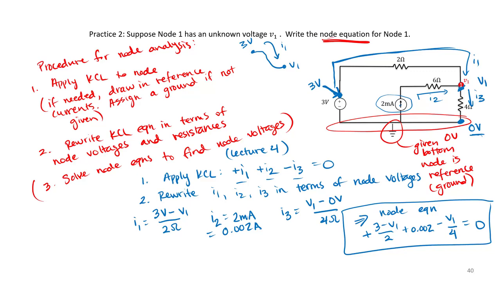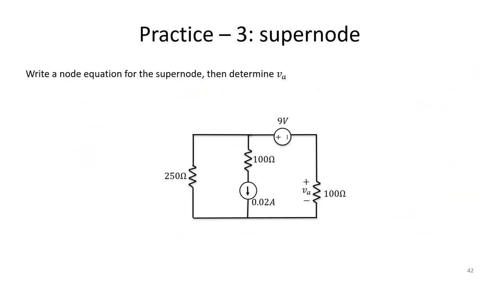In this case, I have just one equation, one unknown, so if I needed to, I could go ahead and solve that equation for V1 directly. Here, since I was just asked to write the node equation, I'm going to go ahead and leave that equation as is. All right, let's move on to the next practice.